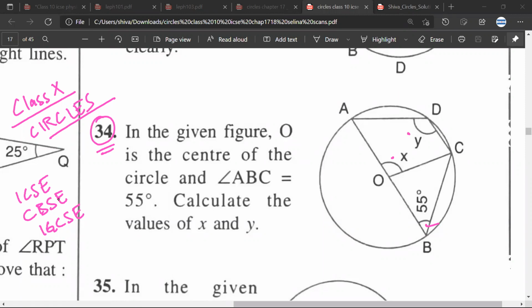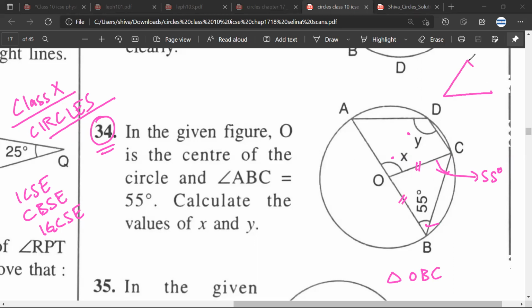So in this problem, we are given the angle of 55 degrees, angle OBC. With this information, we can find the angle OCB because radius OB and radius OC are equal because they are radii. So therefore, angle OCB will also be 55 degrees.